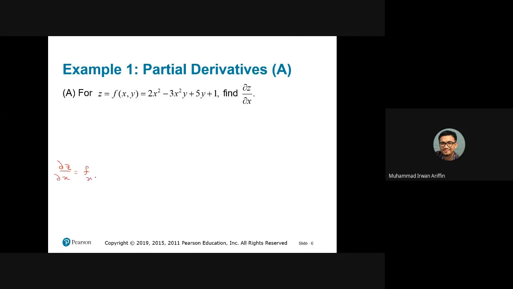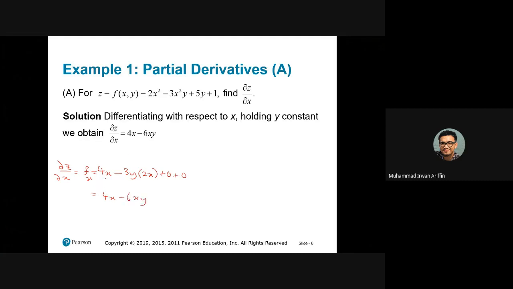Okay, so f sub x equals, there is an x here, so this becomes 4x, right? 4x, 2 minus 1 is 1. And then treat y as a constant. So we simply put 3y, and then we differentiate x, so this becomes 2x, and then this is 0, there is no x here, and there is no x here. So this becomes 4x minus 3 multiplied by 2 is 6xy. Okay, 4x minus 6xy. So that's how we do example 1.